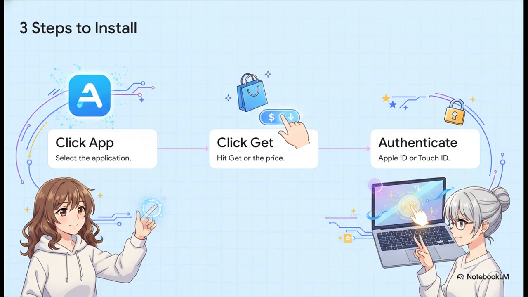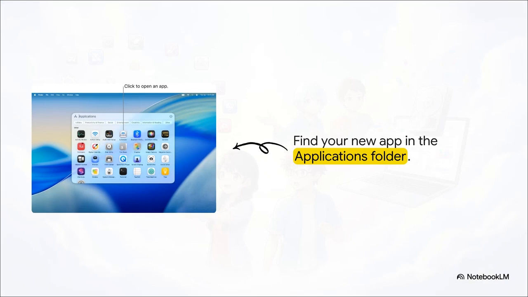It literally comes down to 3 simple steps. First, click on the app to open its page. Second, hit that Get button or the actual price tag. And third, just authenticate. You can punch in your Apple ID password, or if your Mac has it, simply tap Touch ID on your keyboard. Super easy. Right after you authenticate, the download kicks off.